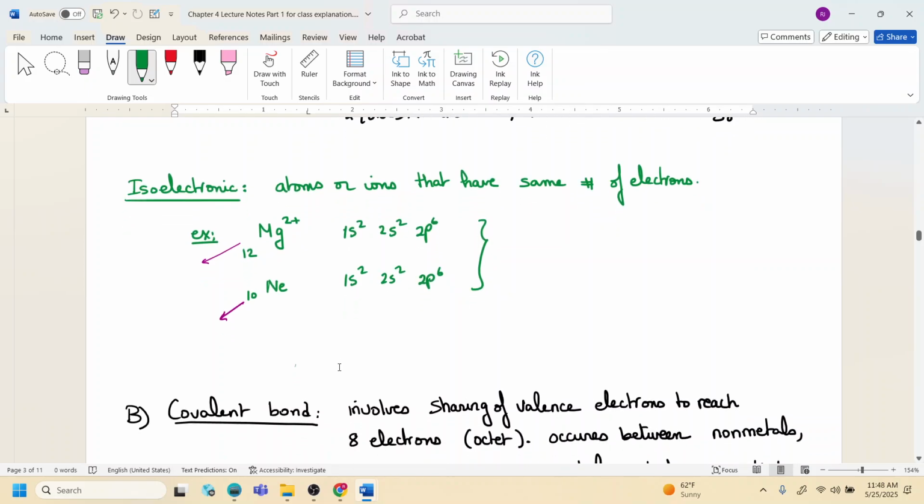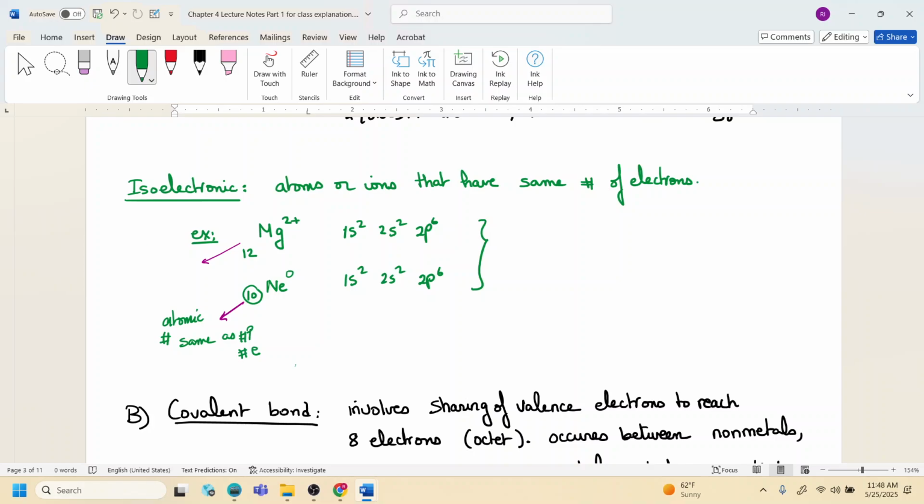When we talk about isoelectronic, it is a term that we use whenever the atoms or the ions have the same number of electrons. Okay, so for example, if I say neon 10, neon has a zero charge, so this 10 is considered to be the atomic number, right? And the atomic number is the same as the number of protons, and it's the same as the number of electrons as well.